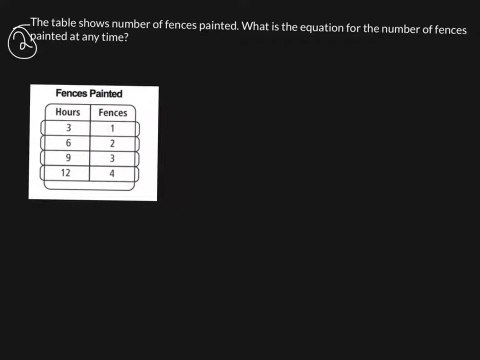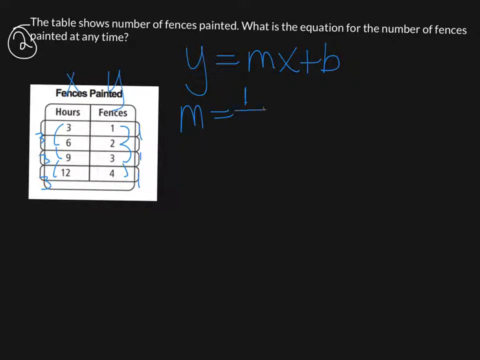All right, so let's try another one. Again, we're going to work in this form. We need to find the slope. If you notice, those are all increasing by 1, and those are all increasing by 3. So my slope is the change in y, which is 1, over the change in x, which is 3. So we have slope. Now I need my b.